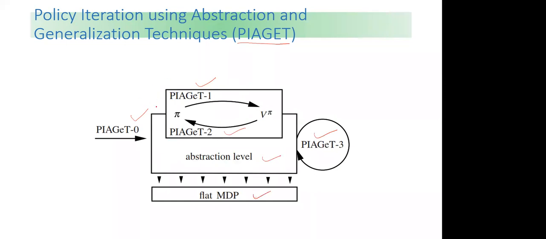So what will be going on in Pi-gate 1? What will be the existing policy? What will be the policy evaluation? We are finding the value of v pi.